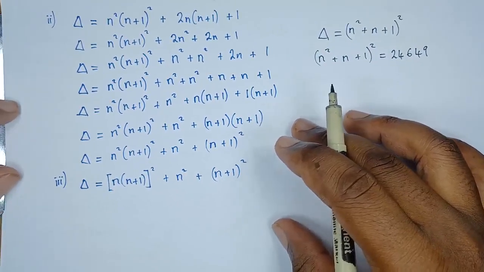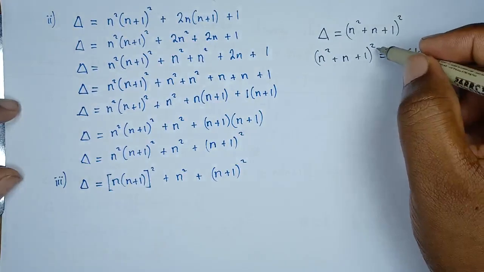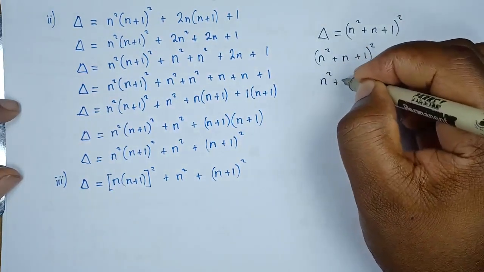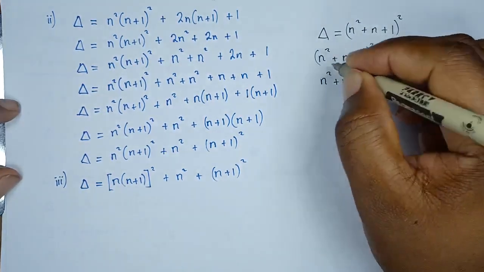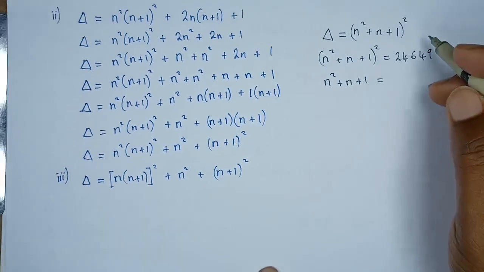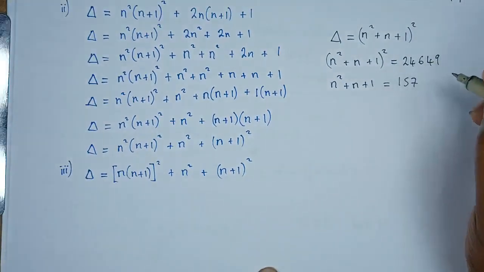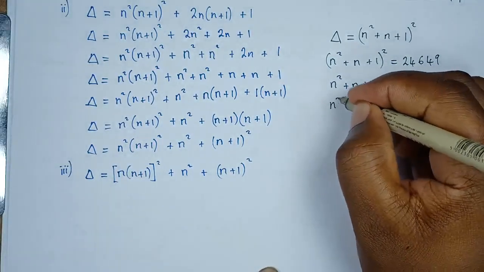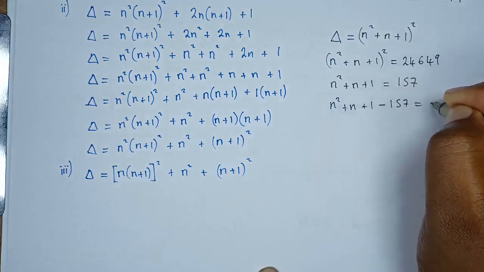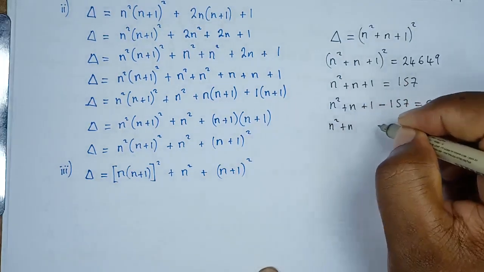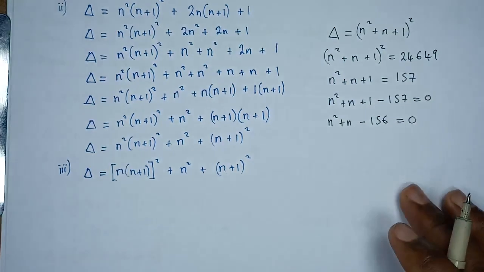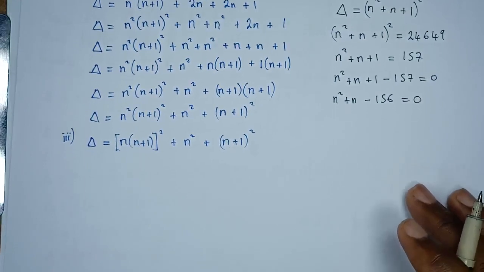Okay, so let's find the value of n. In this case, let's introduce a root to both sides to get rid of the square. So we have n² + n + 1 equal to the square root of this big number, which is simply 157. We can push it to the other side, so that n² + n + 1 − 157 = 0. So n² + n − 156 = 0. So now we have a quadratic equation. Let's quickly solve it.